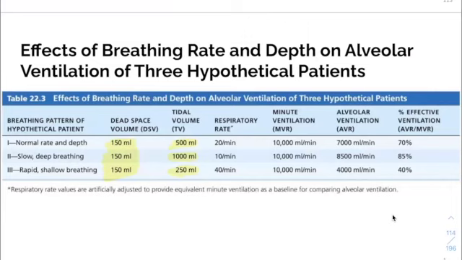Respiratory rate, what I was taught, this is a little high, 20 breaths per minute. I was taught 12 when I was in school because we measured it on classmates and we learned to check this on all patients. Slow, deep breathing, 10, could be even less than that. Rapid breathing, you could definitely get up to 40 breaths per minute, very easily.